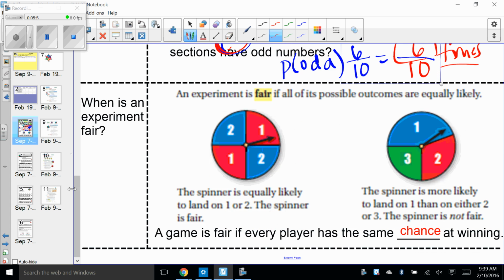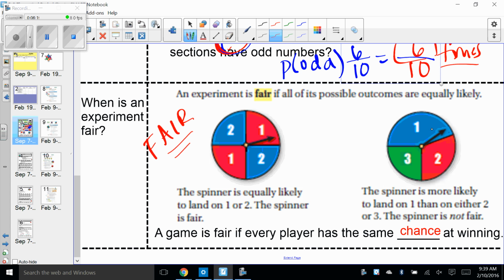Okay, moving on. So let's talk about when an experiment is fair. An experiment is fair if all possible outcomes are equally likely. If we look at the example on the left, this definitely is fair. You have an equal chance of landing on a 1 or a 2. You can see the sections in 1 are in red and the sections in 2 are in blue on my screen. Definitely a fair game. Person number 1 has the same chance as person number 2.